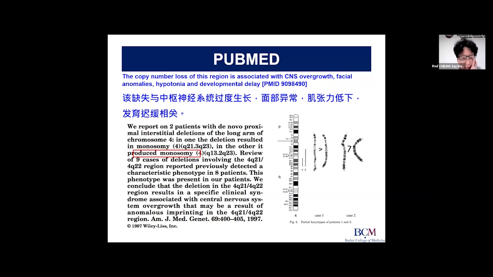They actually find 9 cases with this region, and these patients are in short associated with central nervous system overgrowth, facial anomaly, hypotonia, developmental delay. And as you can see, you can see that this band and here this band is missing. So when you counsel the patient, you cannot say the patient is going to be having this.